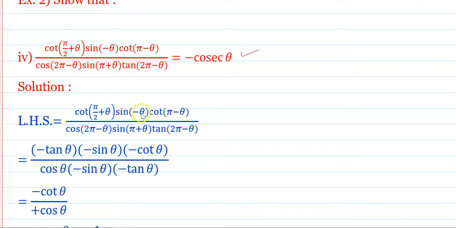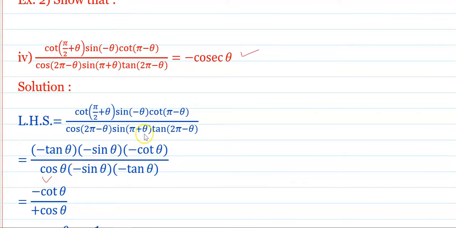Next, sin(−θ) reflects the negative sign. Cot(π − θ) is in the second quadrant. In the second quadrant, cot is negative. Since it is a π angle, the function remains as it is, and therefore it is −cot θ. Next, cos(2π − θ) is in the fourth quadrant. Cos remains as it is because it is an integral multiple of π, and it is cos θ only, because cos is positive in the fourth quadrant.